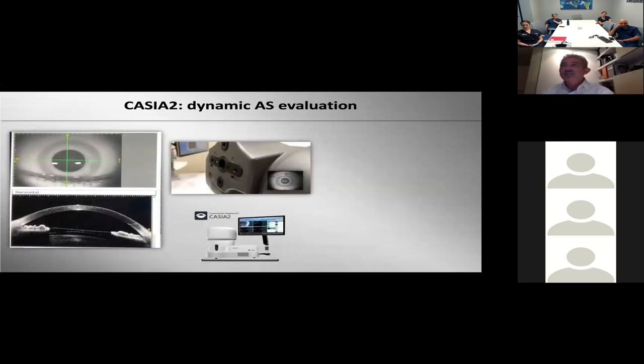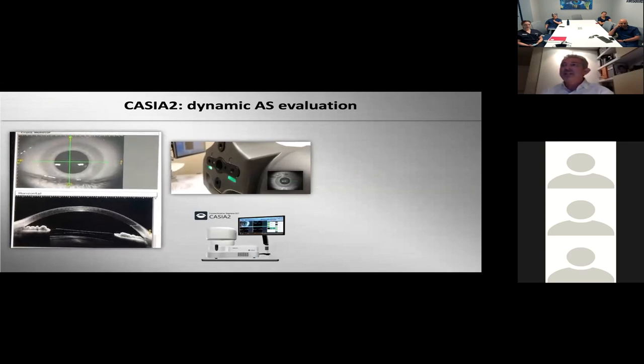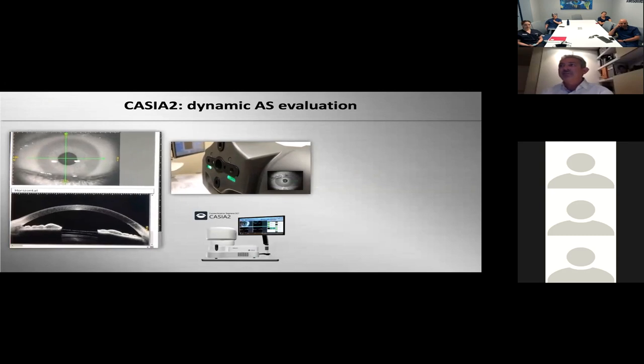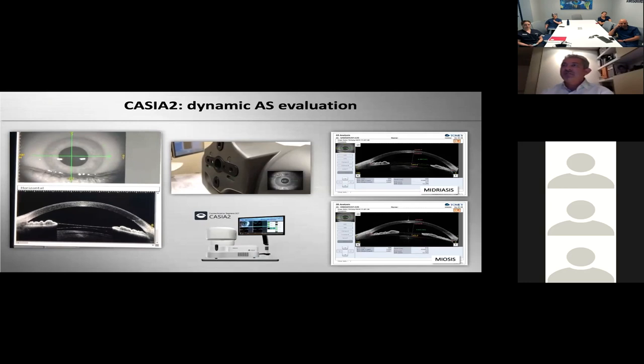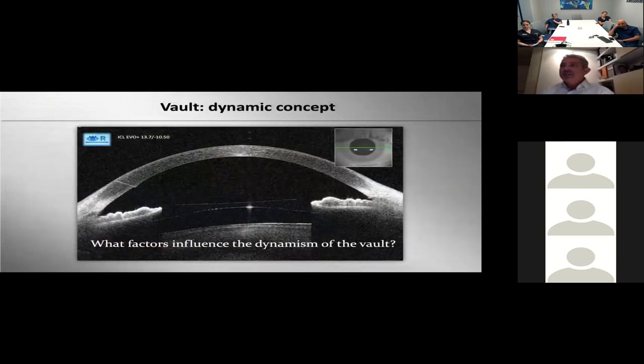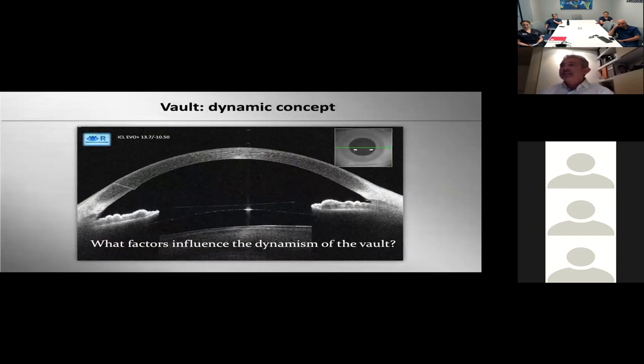In this video image, you can see how this device works. In a dark room, we start the imaging, followed by internal light inducing the pupil constriction, and after 5 seconds, recovering the pupil mydriasis. Then, processing the video file, we obtain the OCT frames at maximum mydriasis and miosis, in order to analyze all the anterior segment parameters. Delving into the dynamic concepts of vault, the next question would be, what factors influence the dynamics of the vault?